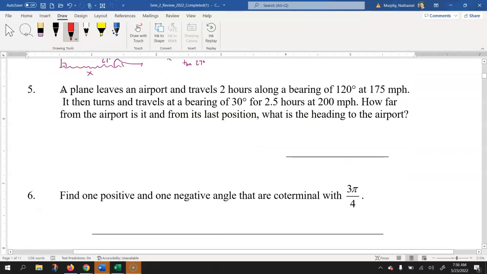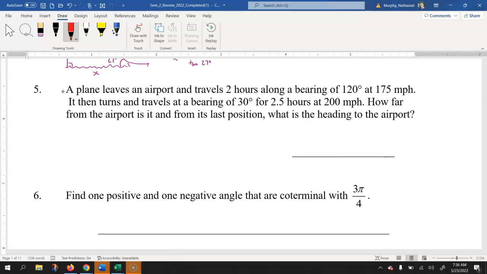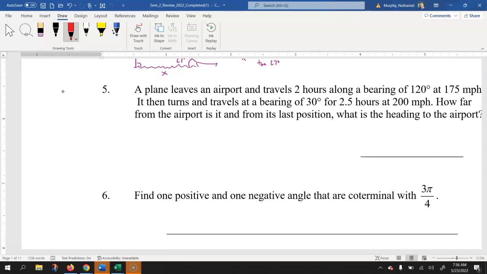All right, so this one, it says a plane leaves an airport and travels 2 hours along a bearing of 120 degrees at 175 miles per hour. It then turns and travels at a bearing of 30 degrees for 2.5 hours at 200 miles per hour. How far from the airport is it from its last position? What is the heading to the airport? All right, so there's a couple things we need to do here. First, you absolutely obviously need to draw a diagram.